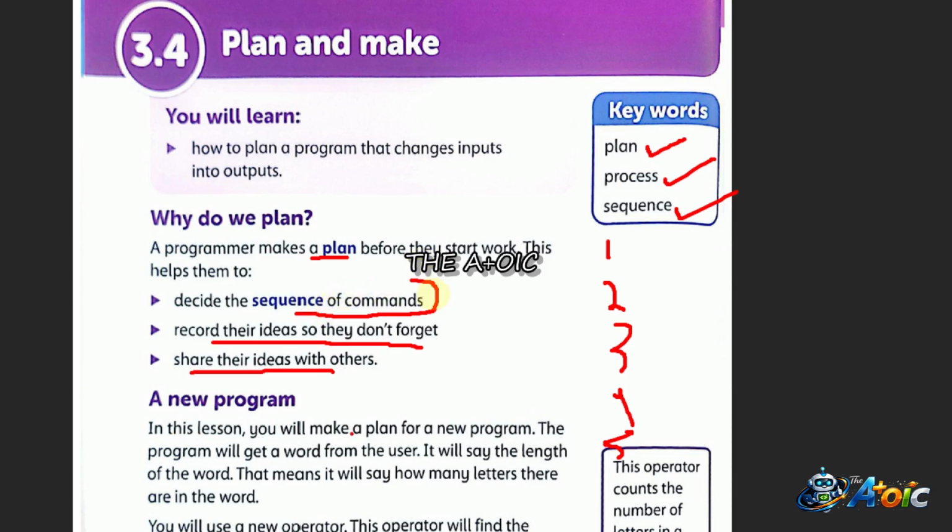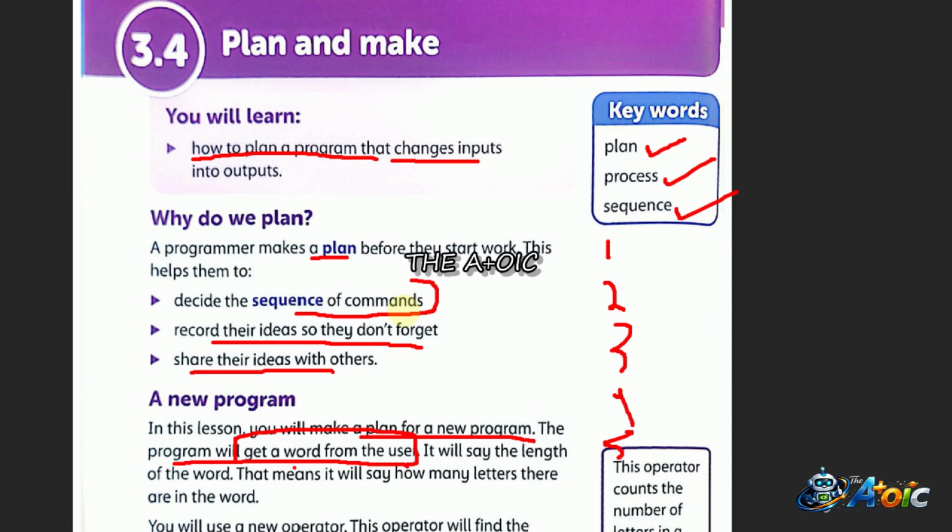In this lesson, you will make a plan for a new program. The program will get a word from the user. If we say get a word from the user, it means that we have to take input from the user, meaning the user should type something. Looking at the headline, here we have how to plan a program that changes input into output. The same thing we've been doing from 3.1.2.3. We have to get a word, so we'll let the person key in or enter.